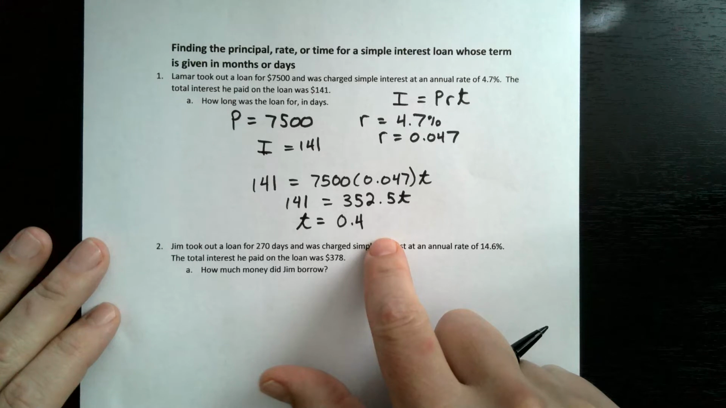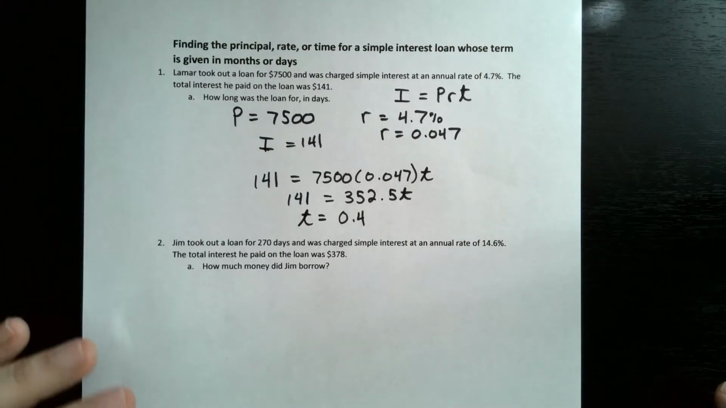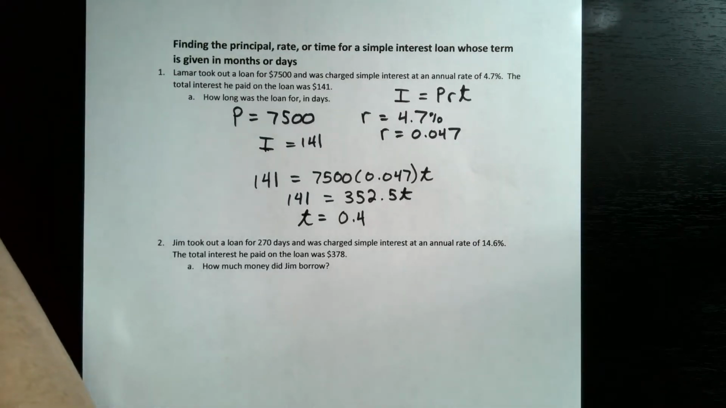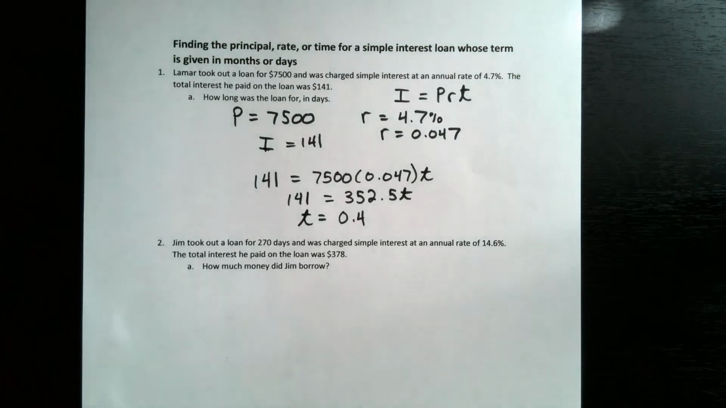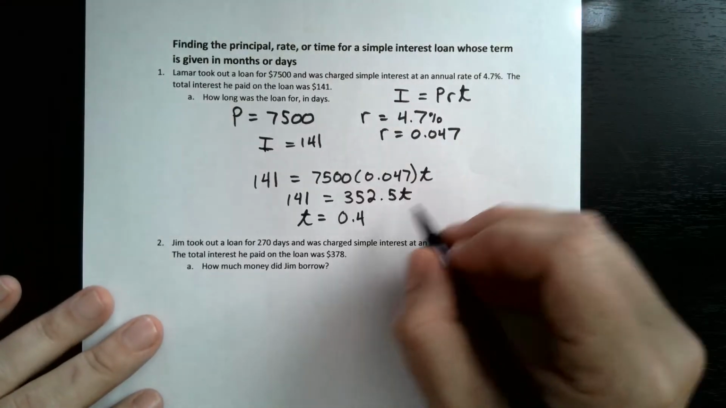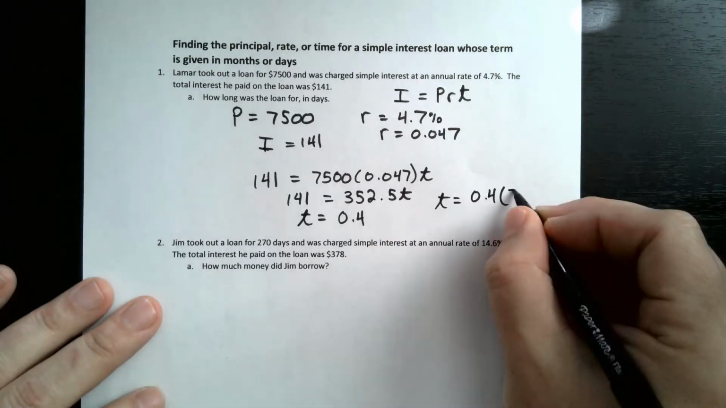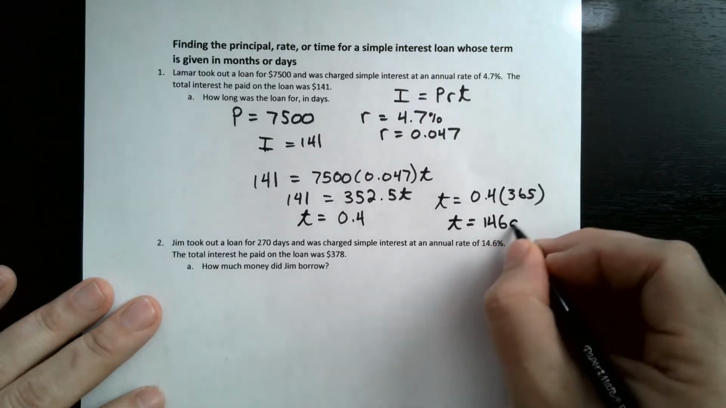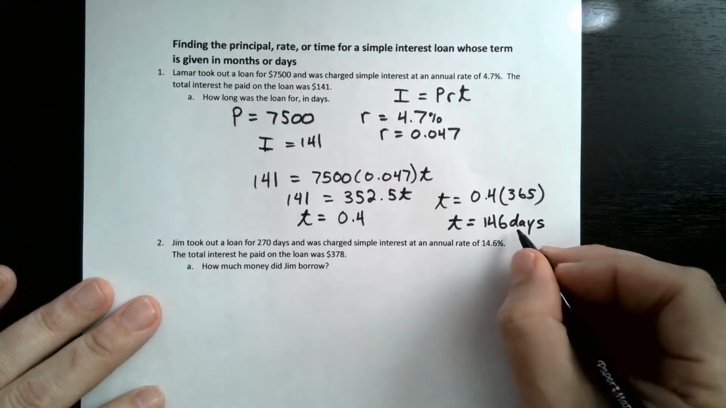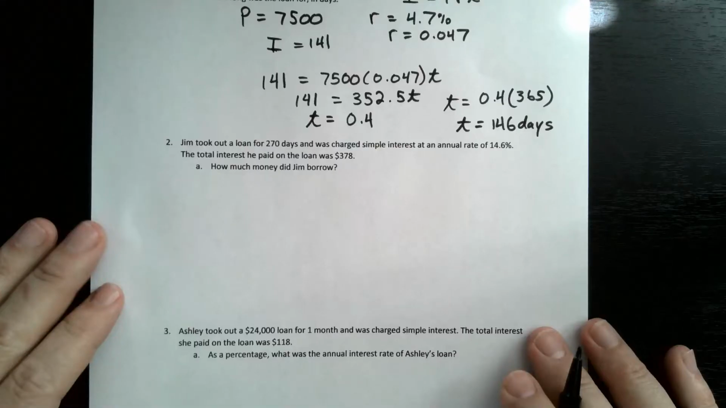Okay, so we're going to use 365 days. We'll multiply this by 365 to get how many days. So T is going to be equal to 146 days. So 146 days is 0.4 of a year.